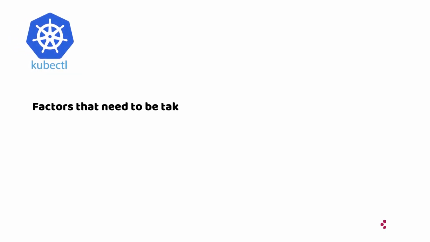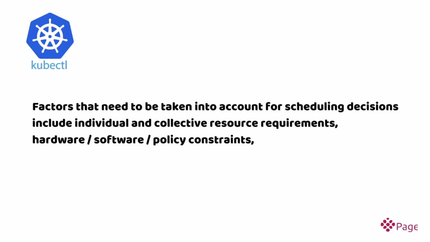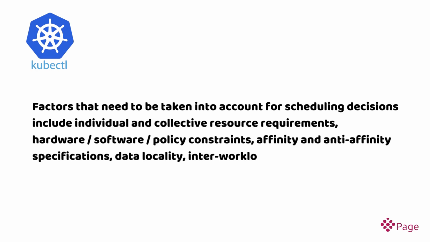Factors that need to be taken into account for scheduling decisions include individual and collective resource requirements, hardware, software, policy constraints, affinity and anti-affinity specifications, data locality, inter-workload interference, and so on.